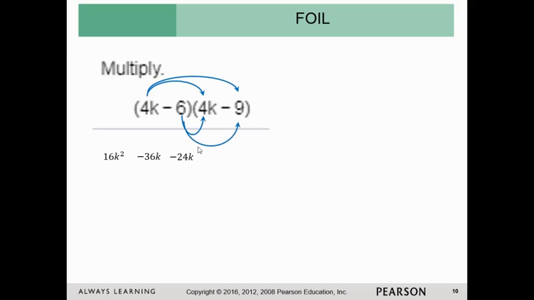And then we do the last. Negative 6 times negative 9 is positive 54. And remember, there's one more thing we've got to do here. We've got to combine our like terms here. Negative 36k, negative 24k ends up with negative 60k. So we end up with our quadratic that we created by multiplying two binomials, which is the FOIL method.